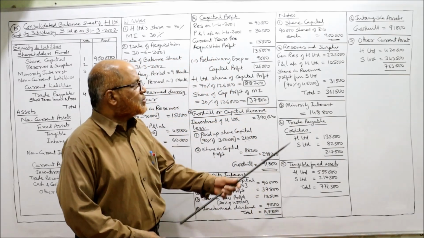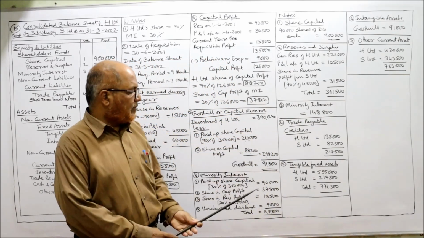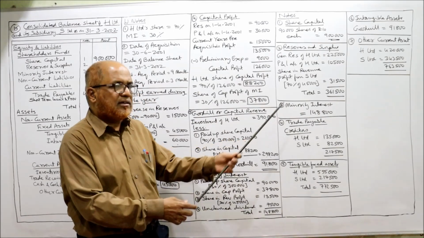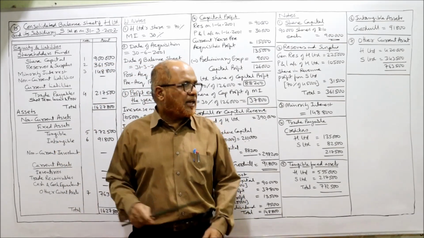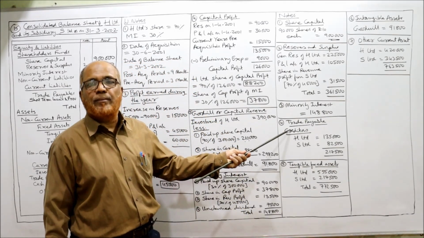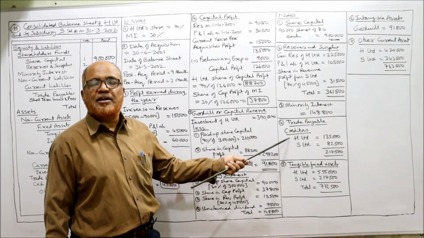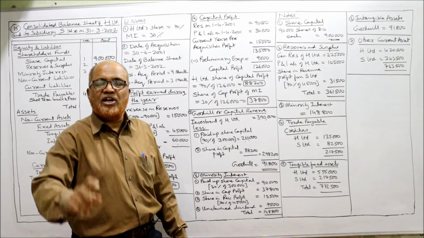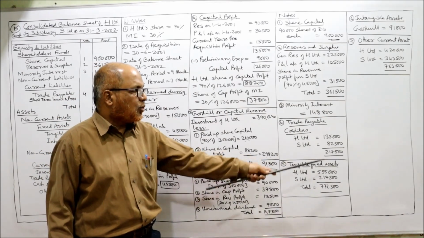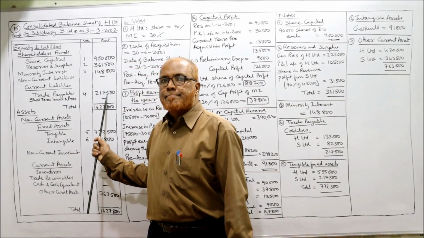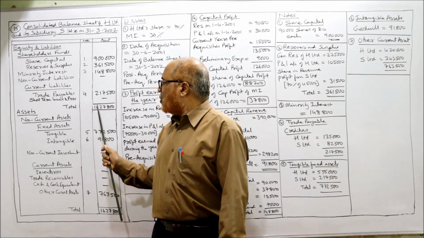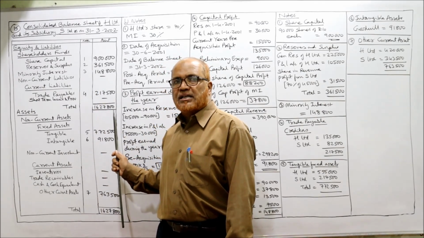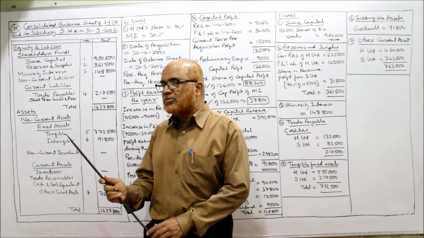Next one, minority interest, already we have calculated 1,48,800, take it as minority interest. Then accounts payable, trade payable. Trade payable will take creditors, no adjustment, nothing. Only creditors of H Limited, S Limited we add up, 2,17,500. Total of the liabilities over, 16,27,800.